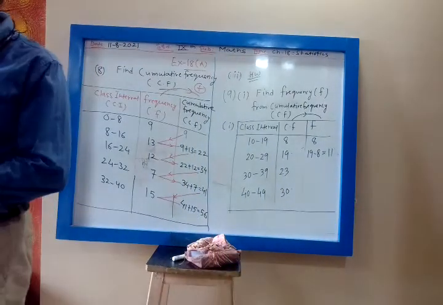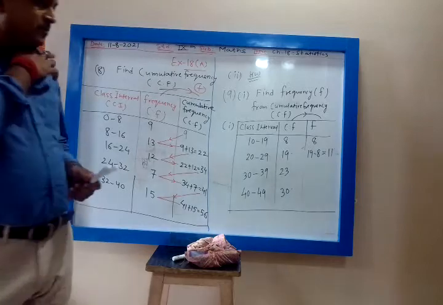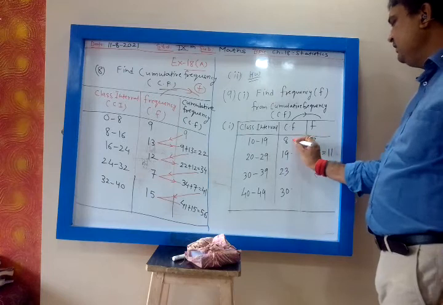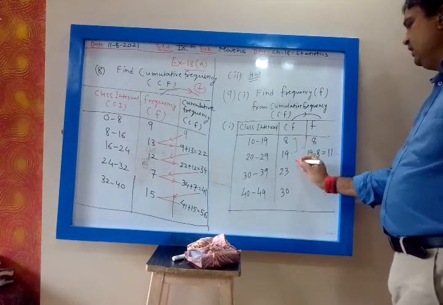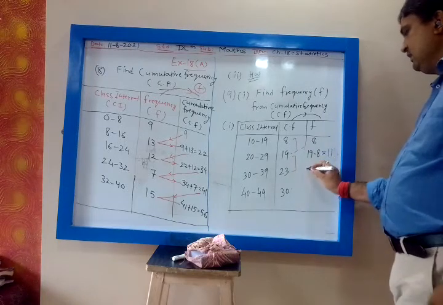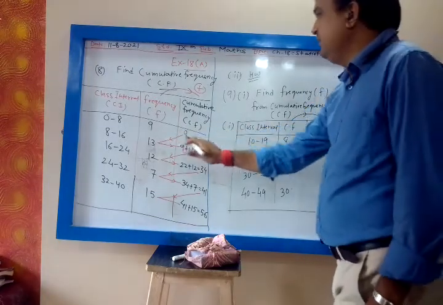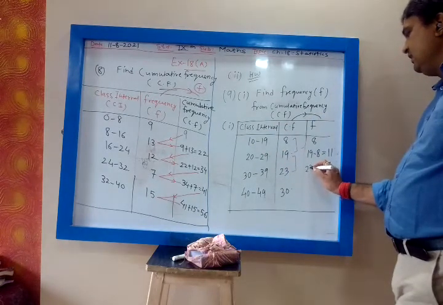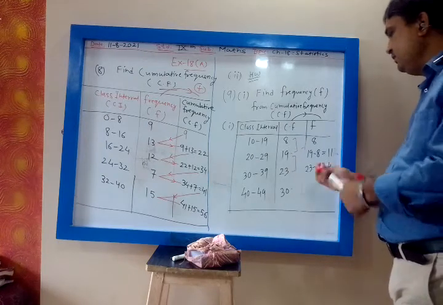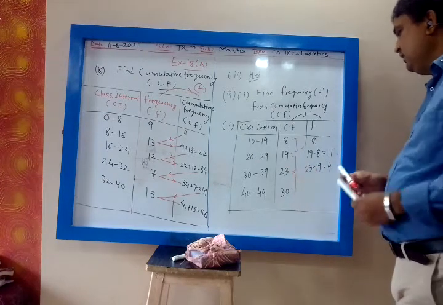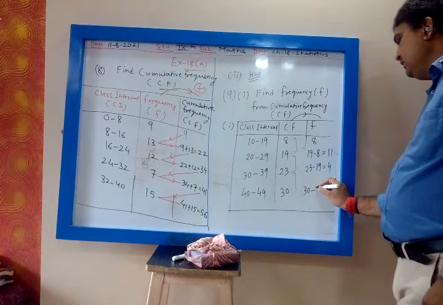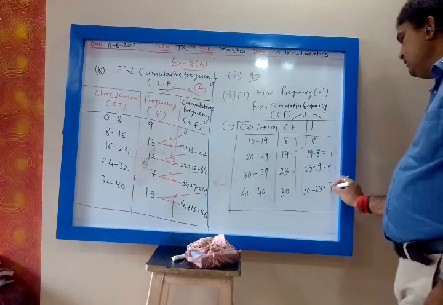19 minus 8 is 11. Okay. So first you consider the difference of these two; we don't go in that way. Now we consider the difference of these two for frequency. Don't go in that way for frequency. So 23 minus 19, that is 4. Now we find the difference of these two. 30 minus 23, that is 7. So for CF 23, that is 7.